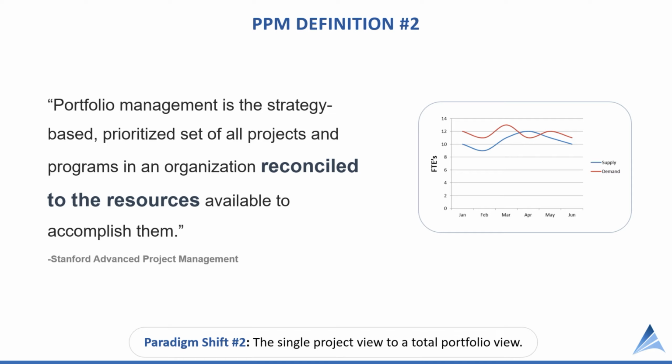The second definition is from Stanford. They used to have an advanced project management series. Their definition is that portfolio management is the strategy-based, prioritized set of all projects and programs in an organization reconciled to the resources available. So this takes a more pragmatic approach, a resource-oriented approach. We've got to prioritize our work, and we've got to reconcile how much work we have with how much resources we have, or people we have. Really a supply and demand.